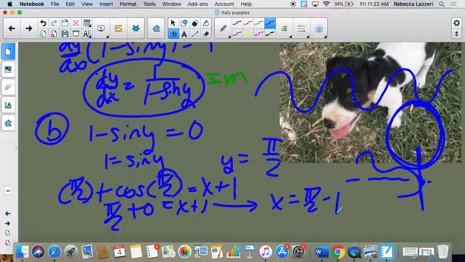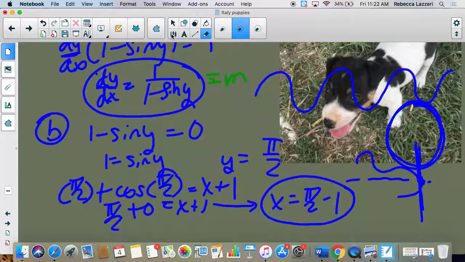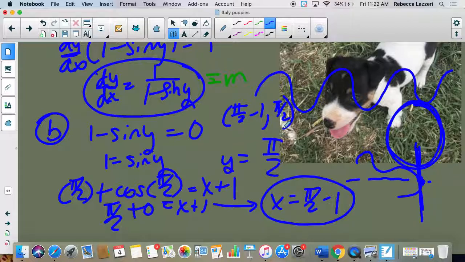I don't know what the graph looks like actually, but this has happened at this point, so that is actually my vertical tangent. It creates a point at pi over 2 minus 1, comma pi over 2. Okay? All right, so is that okay, Grace, for me?